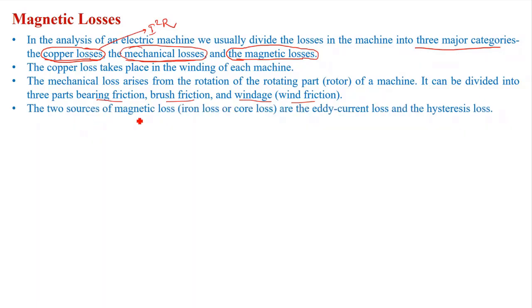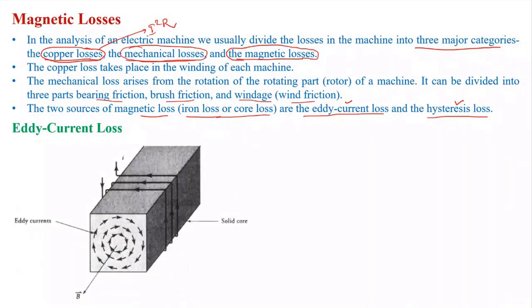There are two sources of magnetic loss. Magnetic loss is also known as iron loss or core loss. Sometimes if somebody says iron loss or core loss, you can say this is magnetic loss. It has two components: the eddy current loss and the hysteresis loss. Now let us see these two components, the eddy current loss and the hysteresis loss.